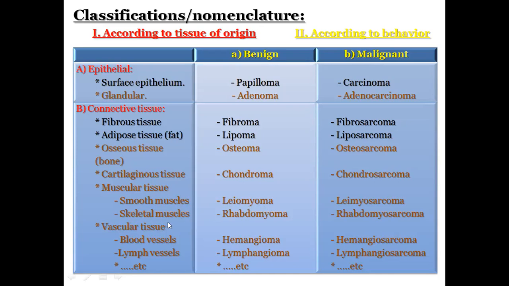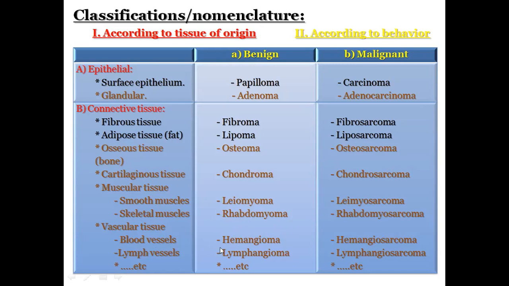But what about skeletal muscles? Rhabdo in Latin means striated muscle. Myo, muscle, oma, swelling. So rhabdomyoma is the swelling or mass of the muscle that is striated, which is a skeletal muscle. Okay.